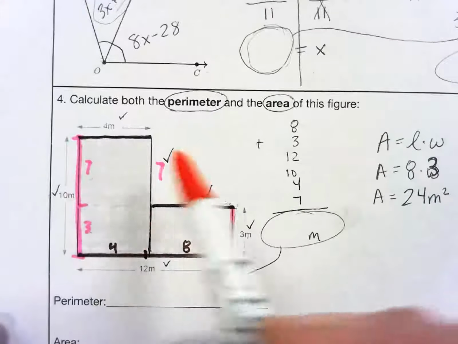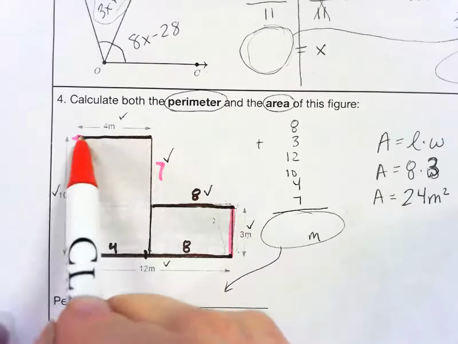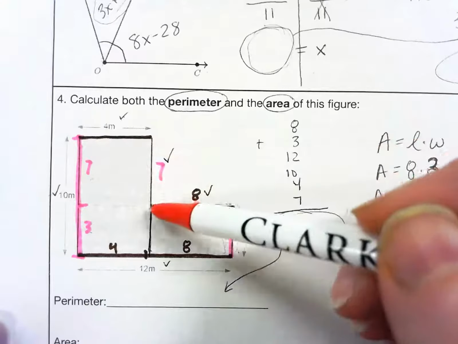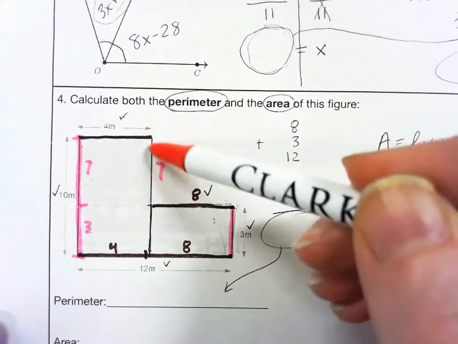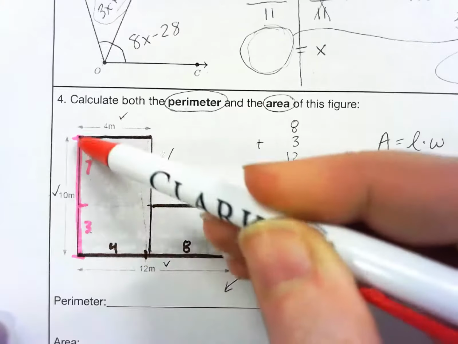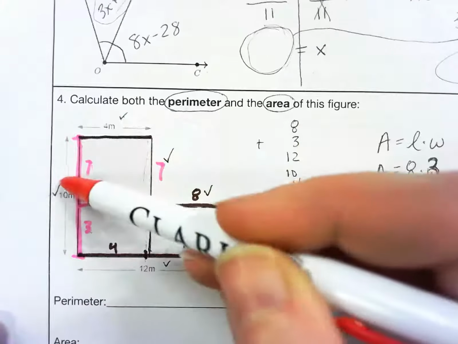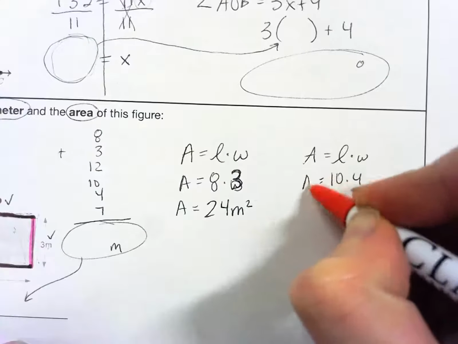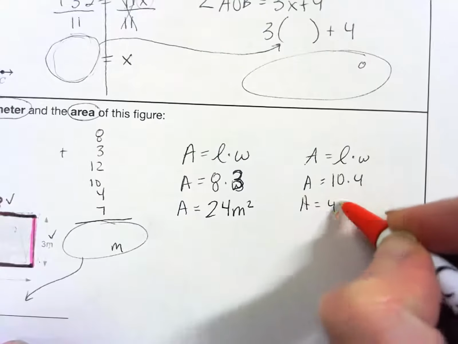For my second rectangle, I again need the length and the width. So my width is 4, and then my length, if you were to look right here, you would think it's 7. But remember, we said 7 was just that part. We need the whole thing. So it should be this over here, 10. So length is 10, width is 4. 10 times 4 would be 40 meters squared.